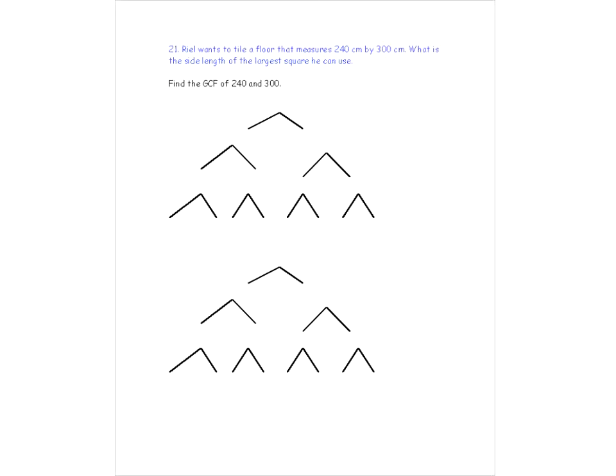Okay, so let's read this question, guys. Riel wants to tile a floor that measures 240 centimeters by 300 centimeters. What is the side length of the largest square he can use? Okay, so what we've got here is this floor, 240 by 300. I'll even leave off the units here. We want to figure out how large these tiles are going to be. Are they going to be 5 by 6? Are they going to be 14 by 12?